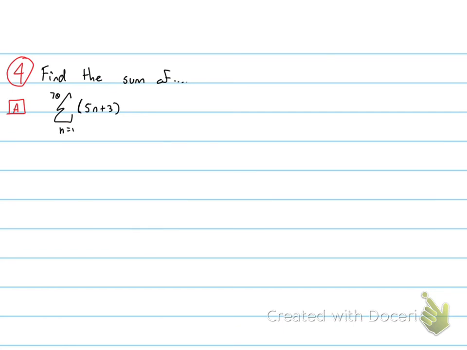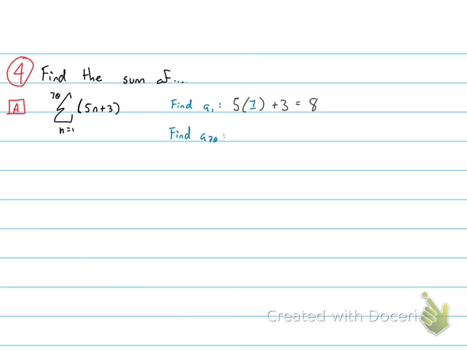Working the other way, here I'm giving you summation notation, and I want you to find the sum of this series. It looks like my lower limit is 1, my upper limit is 70, and my explicit formula is 5n plus 3. The key here is finding my a1 and an values. To find a1, I plug my lower limit into my formula. 5 plus 3 is 8.